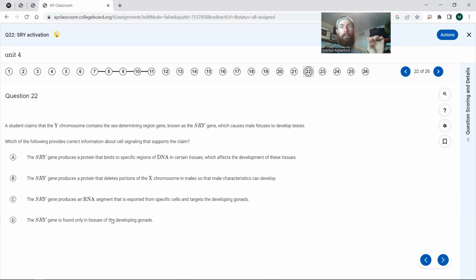Your eyeballs know how to be your nose. Your skin cells know how to be your muscle cells. Your muscle cells know how to be your brain cells. They all have all the instructions. It's just a matter of which genes are expressed. So D's out. The SARI gene produces an RNA segment that is exported from the specific cells and targets the developing gonads. Exported from the cells.